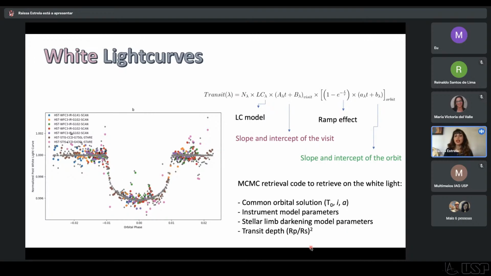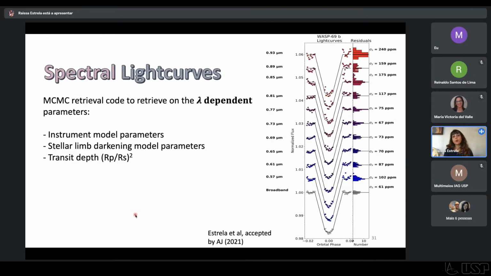And the transit depth. For the spectral light curves, instead of summing in all the wavelength axis, we are going to sum just the spectral points associated to each wavelength bin. So with that, you can obtain these spectral light curves that you see here on the right. So you see the spectral light curve associated to each of these wavelength bins from STIS.